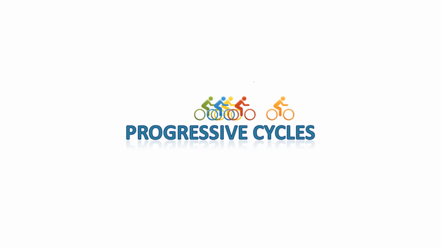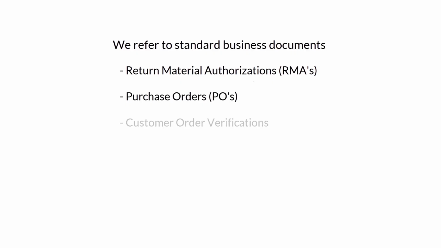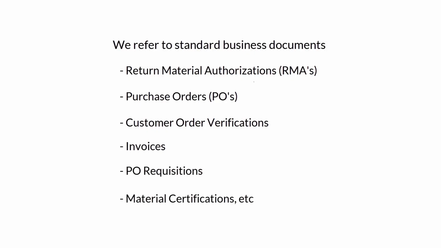In these videos, we'll be using the Sightline demo database of a fictitious bicycle manufacturer by the name of Progressive Cycles. I encourage you to follow up each lesson by practicing what you've learned in your company's pilot or test database. In this course, we refer to standard business documents that Sightline handles or generates. These include documents such as return material authorizations, purchase orders, customer order verifications, and so on. We assume that you have a basic knowledge of these documents and what they're for, whether or not they're part of your daily Sightline experience.